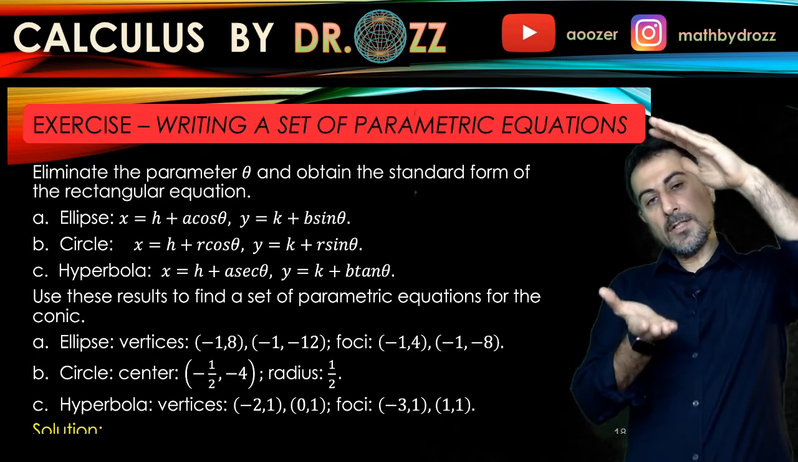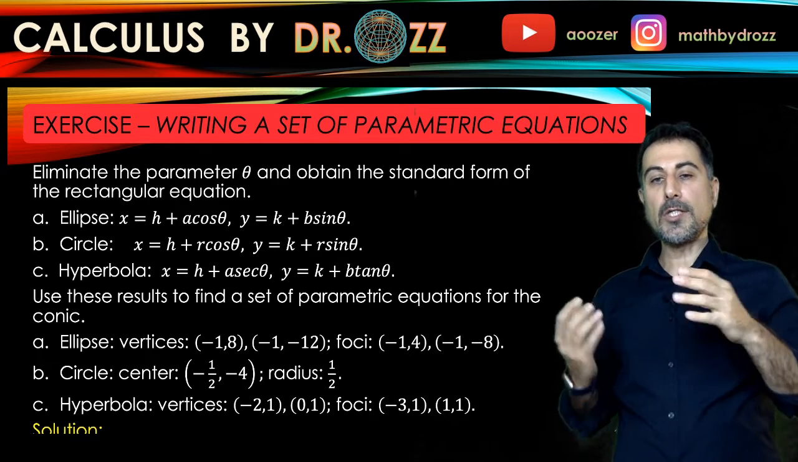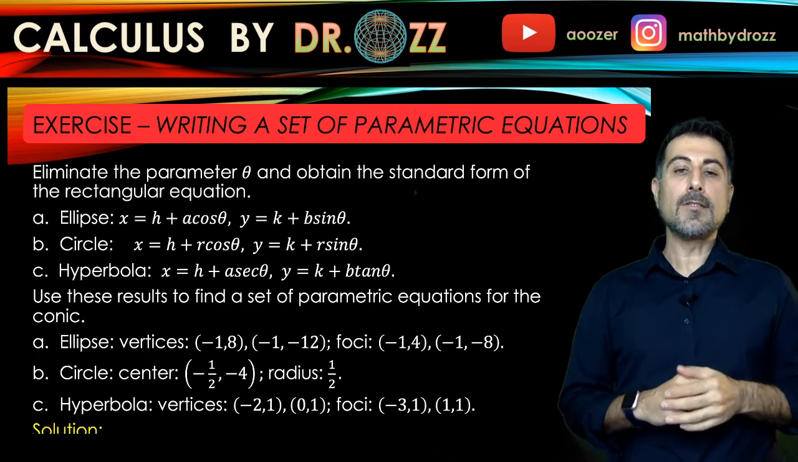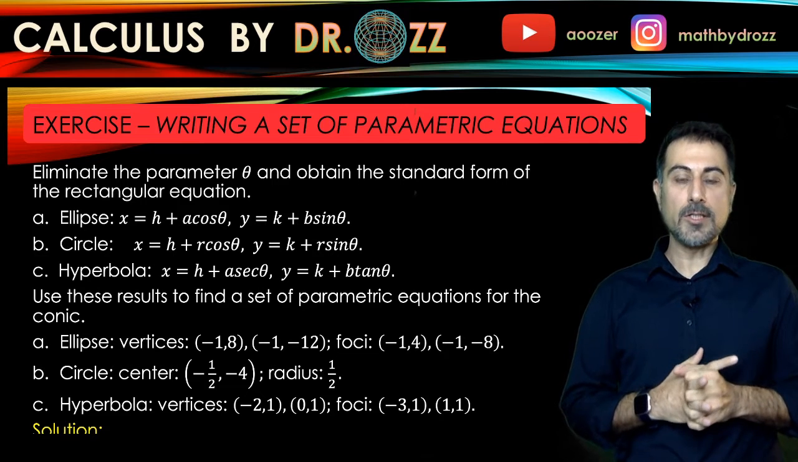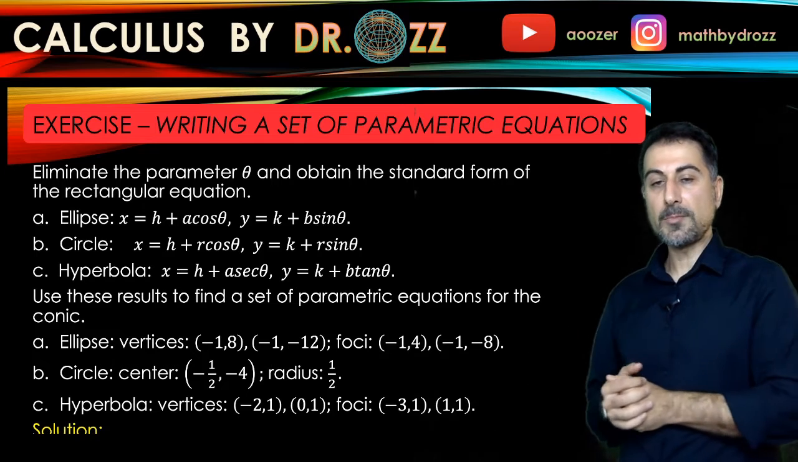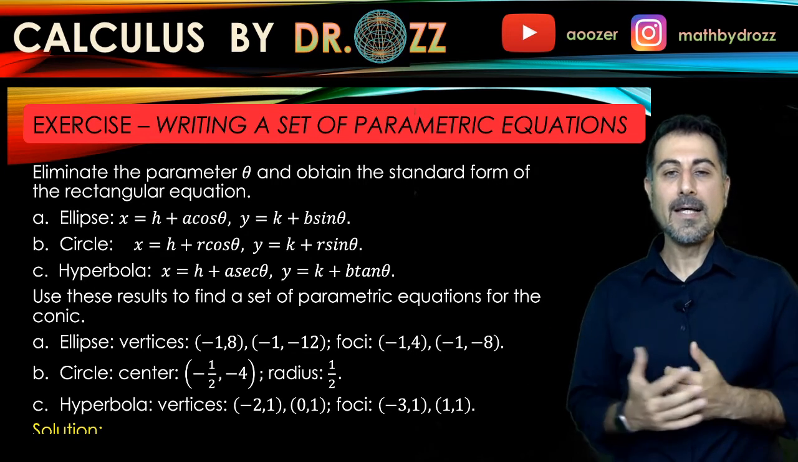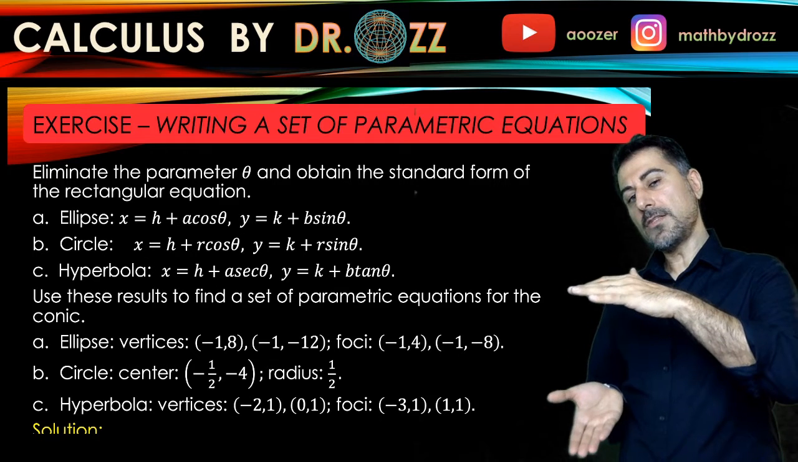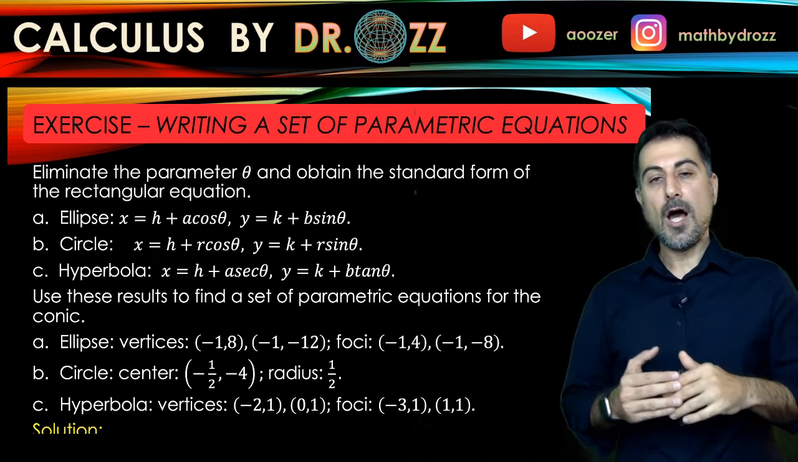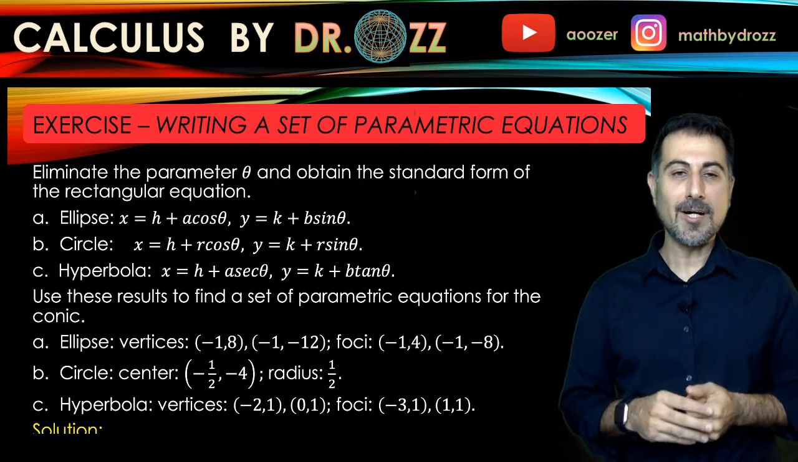Once we understand what's going on over there, we're going to use these results to find a set of parametric equations for the conics. Like in the first case, you have an ellipse, circle, and hyperbola, and in each case you're given a piece of information about the conic. By using this information, we will try to get down to the parametric equations of these conics.